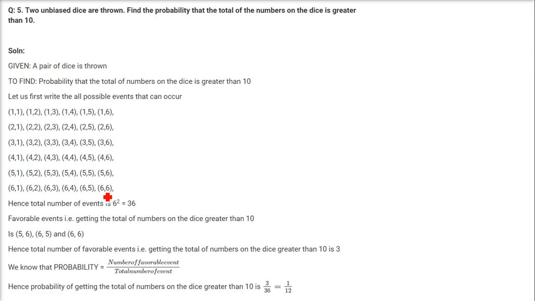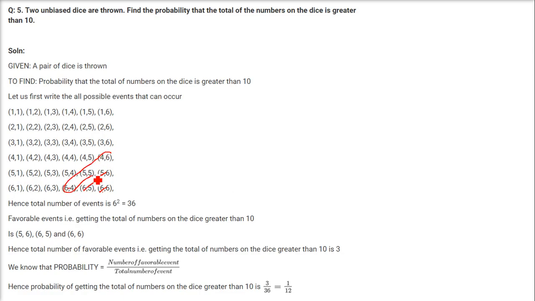In this, I'm just making a row diagonally. So 6 and 6 is 12. 6, 5 and 5, 6 is 11. And 6, 4, 5, 5 and 4, 6, that is, this is 10.